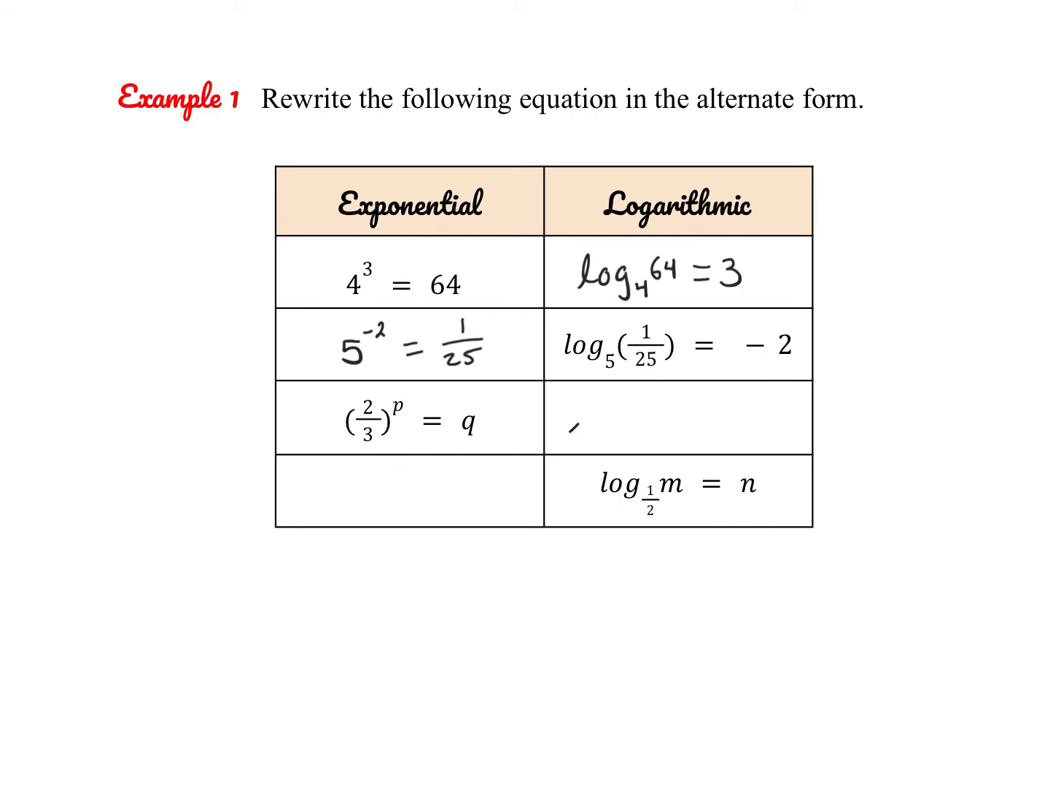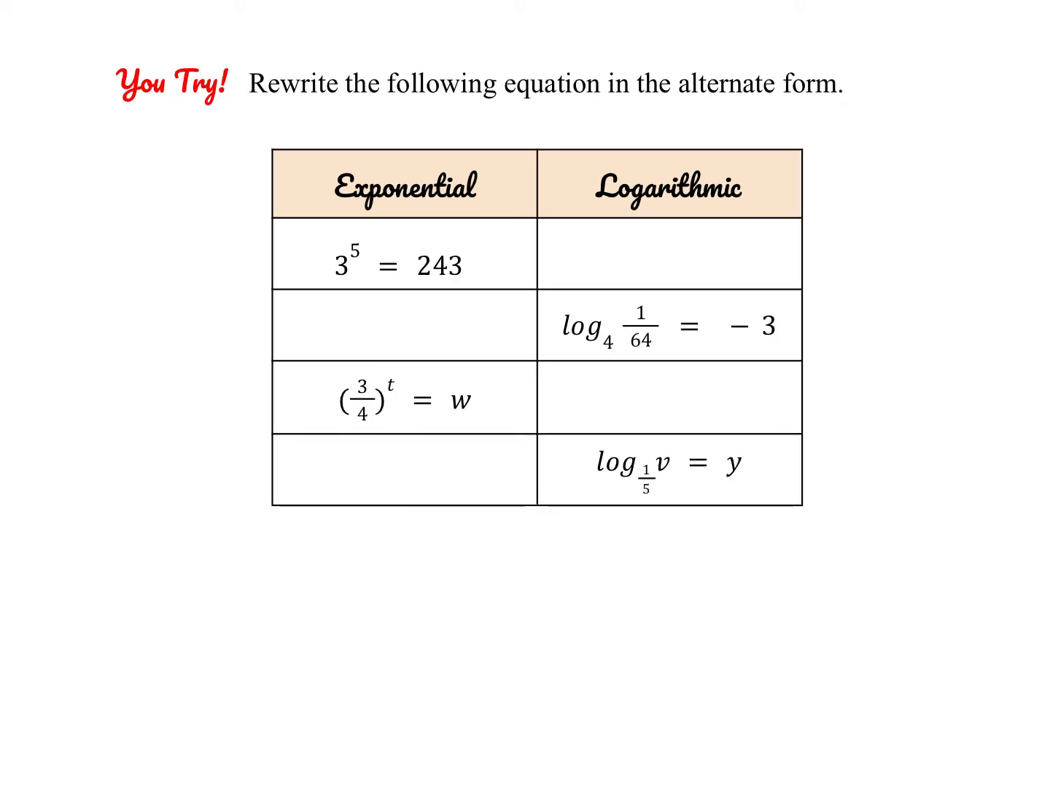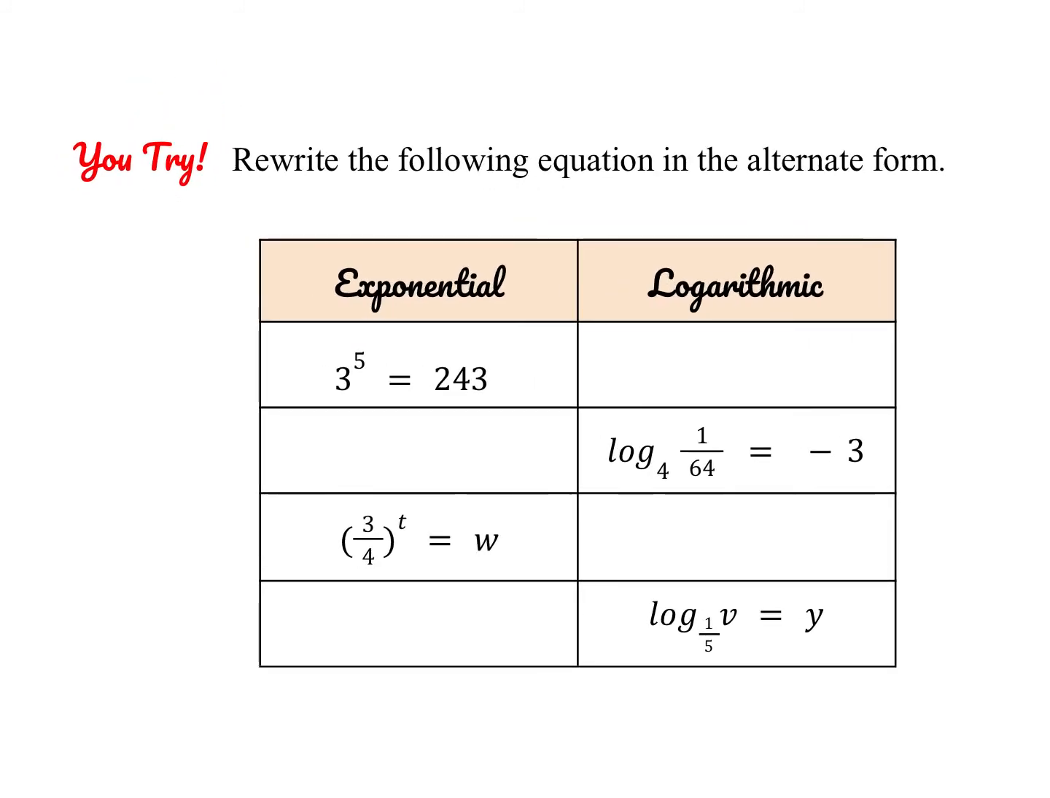Here, again, the base of our logarithm is 2/3. I see that the exponent is p, so that must be what my logarithm is equal to, and it must be of q. We read this log base 2/3 of q equals p. And let's do this one, log base 1/2 of m equals n. My base is 1/2. My exponent is n because logarithms define exponents, and it will be equal to m. All right, go ahead and pause the video and give this one a try on your own.